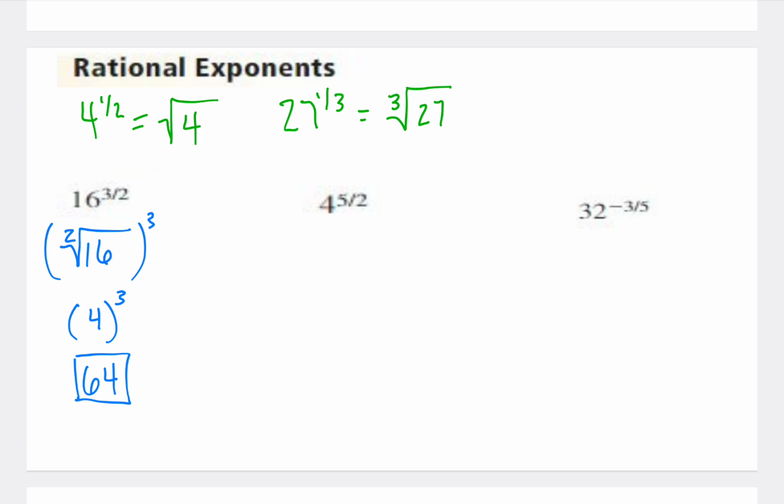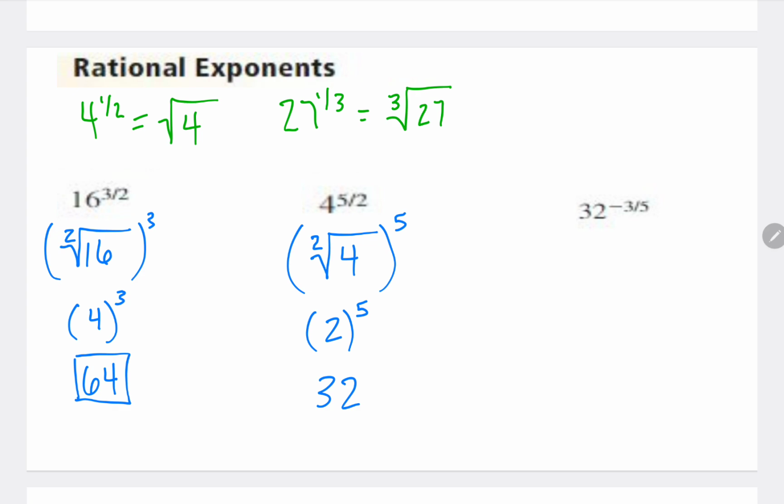Next example, we have this 4 to the 5/2 power. Again, the base is 4, so that's your radicand. That's what goes underneath the radical. There's a 2 there, or you can just leave it blank, an invisible 2. And we're going to raise it to the 5th power. So the square root of 4 is 2. 2 to the 5th power is 32.